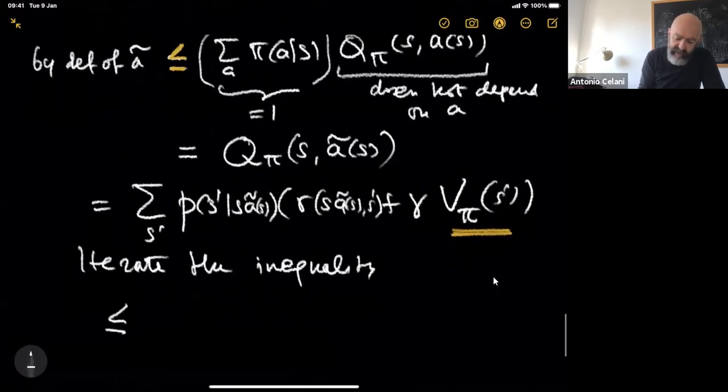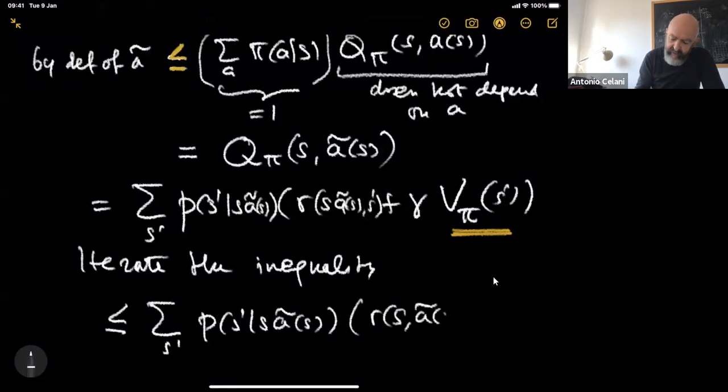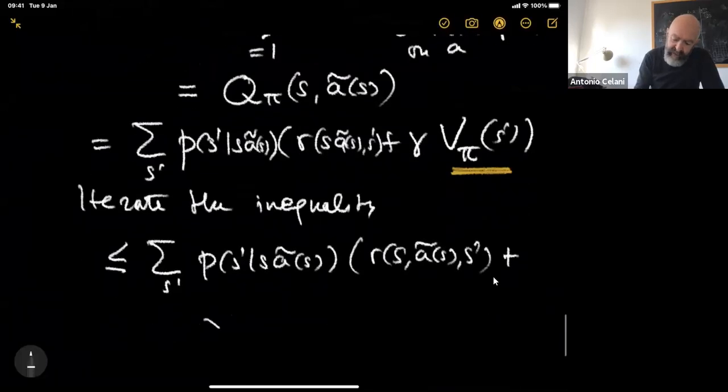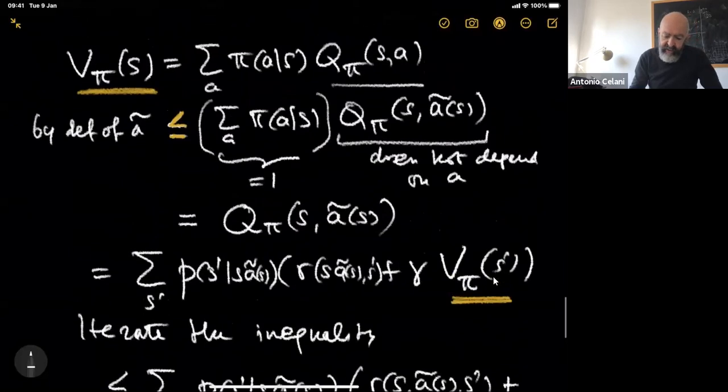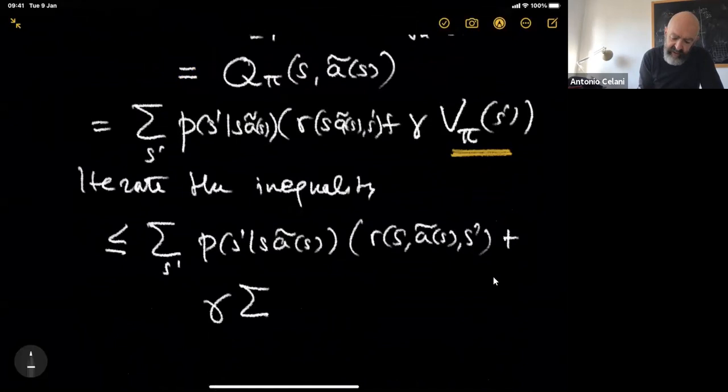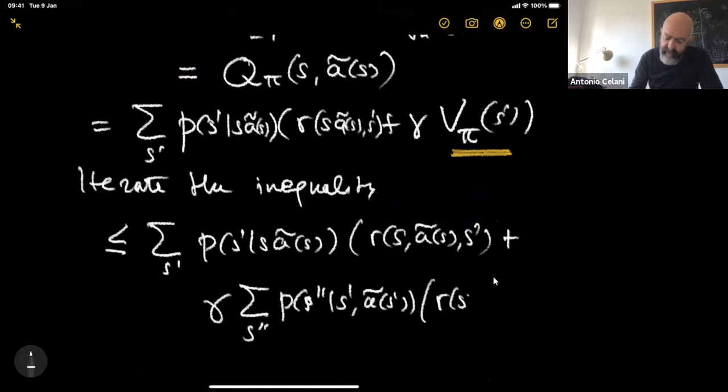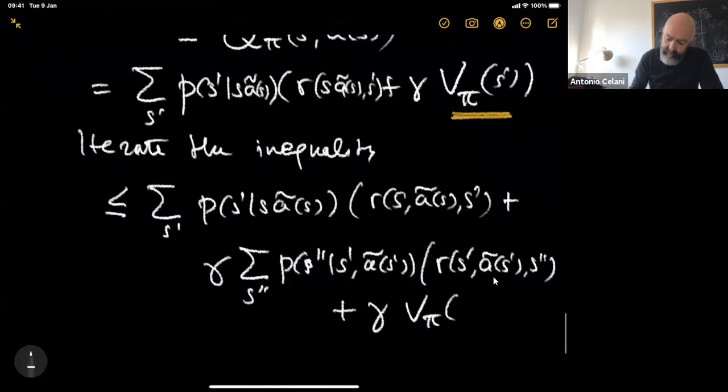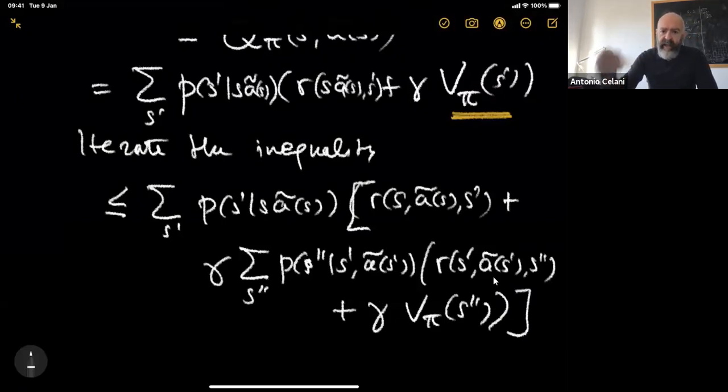And then I get that this is smaller or equal than, I have my first part here, the sum over S prime of P of S prime given S, A tilde of S, times R plus gamma. And now this object is smaller than, again, the right-hand side. So I have another sum inside here. Now, with respect to S second, P of S second given S prime, A tilde of S prime, times R of S prime, okay? And then I could do this again and again and again.